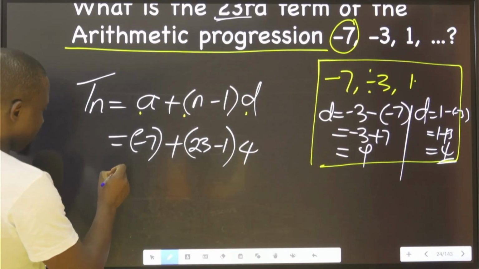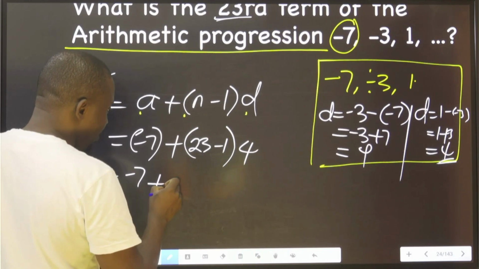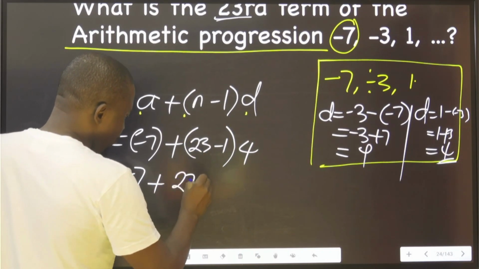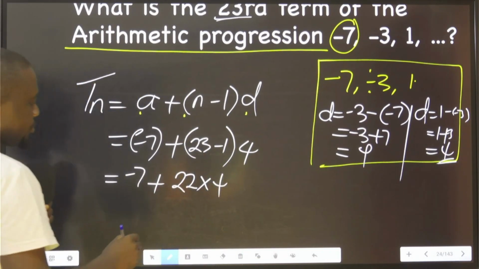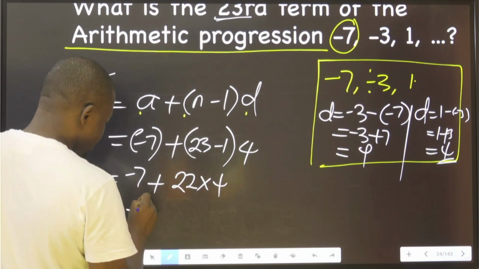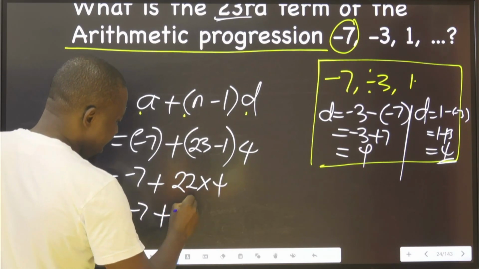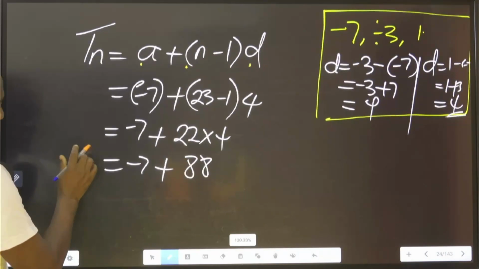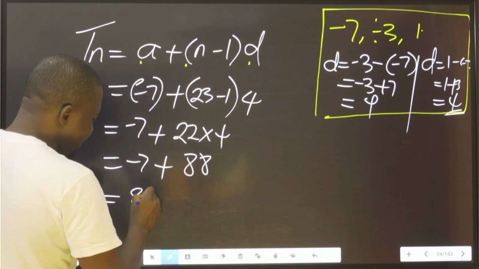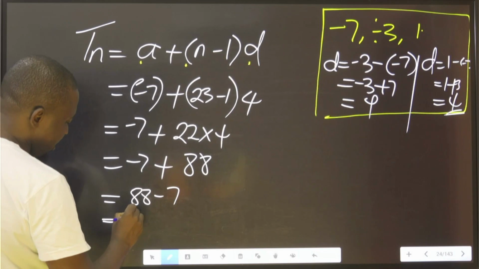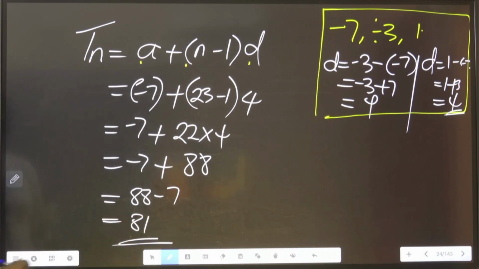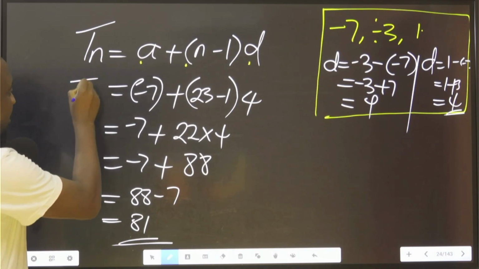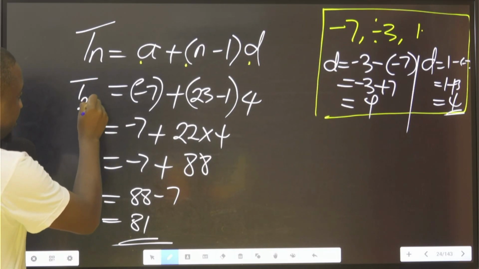That is to say, minus 7 plus 22 multiplied by 4. That is minus 7 plus 88. You agree with me? This will give us 88 minus 7, which is 81. So 81 is the 23rd term.